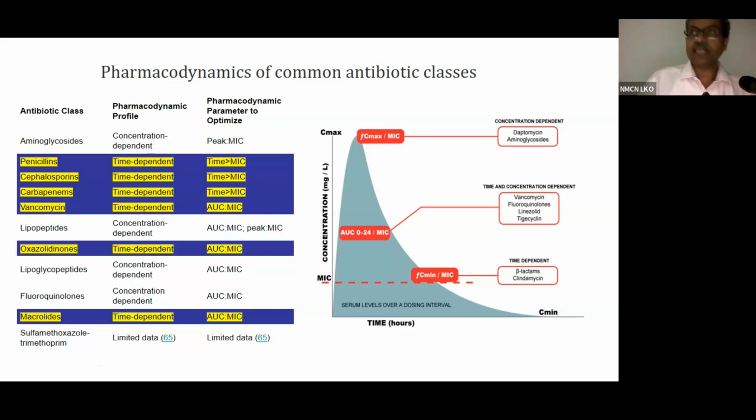There is very limited data on trimethoprim-sulfamethoxazole. What we can see here, some of the antibiotics work in the best form when they have the maximum concentration, like aminoglycoside and daptomycin. Some of the drugs depend on both time and concentration, like vancomycin, fluoroquinolone, linezolid, and tigecycline. Here, this is dependent on time and concentration both, and some of the drugs are time dependent, like the beta-lactams or clindamycin. Why is it important?